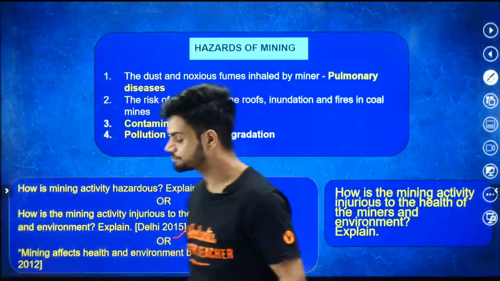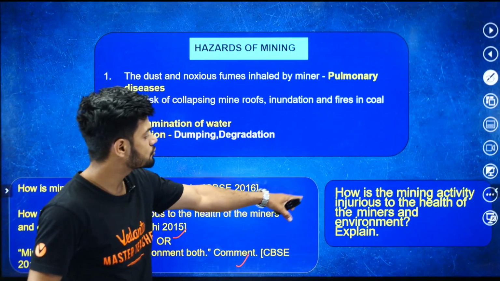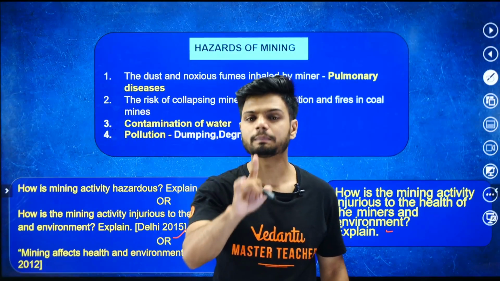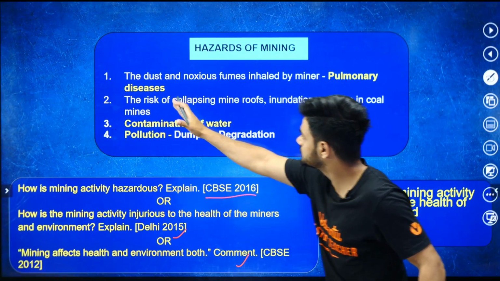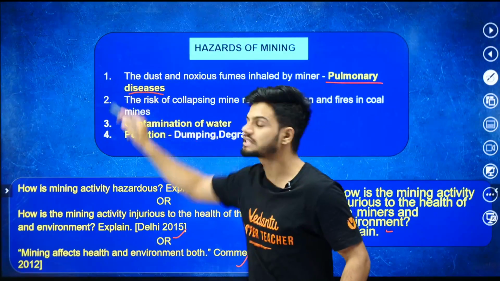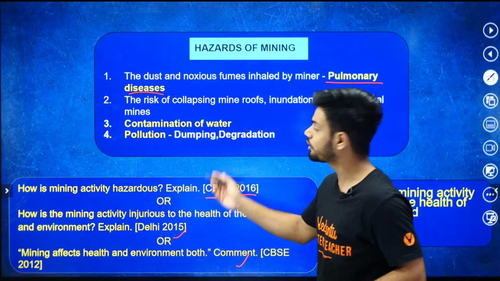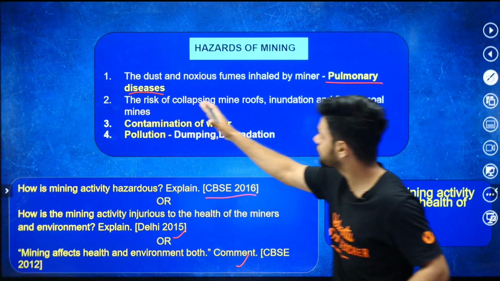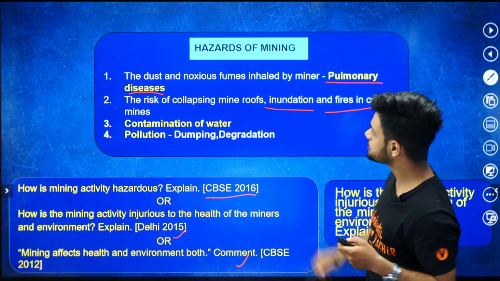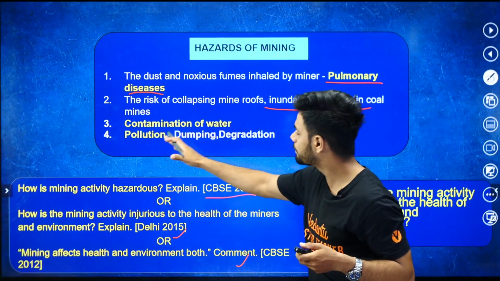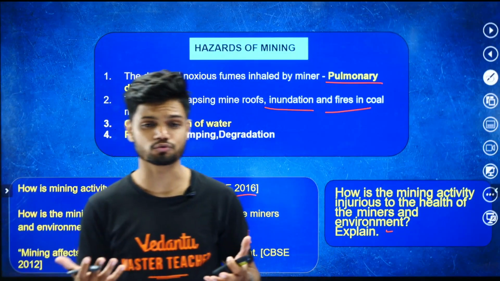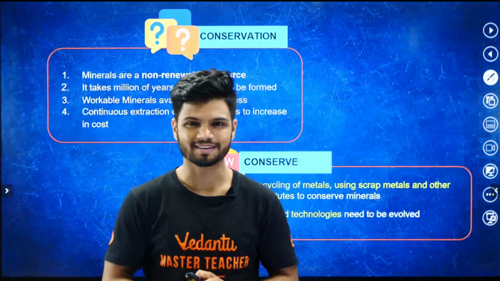In the 2012 question, see again, how is the mining activity injurious to the health of the miners? Explain. See, this question has been repeated. Learn this. The dust and the noxious fumes inhaled by the miners, that is pulmonary problems, can be harsh. That is heart disease, then also lung disease. The risk of collapsing mine floors on the head, and inundation and fires in the coal mines, contamination of water, pollution, dumping, and degradation. You can also write many more on how it is affecting the environment. Very major amount of negative effects are there.